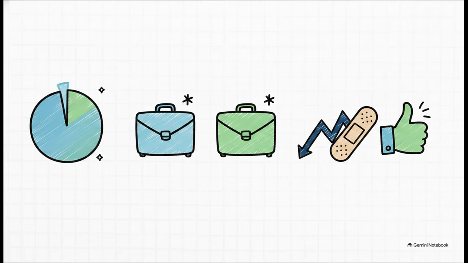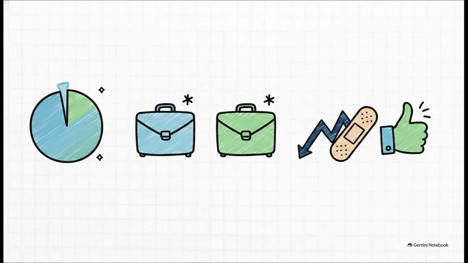But look, no strategy works without discipline. These risk rules are completely non-negotiable. First, never risk more than 2% of your account per trade. Second, keep a maximum of 3 trades open simultaneously just to protect your capital.